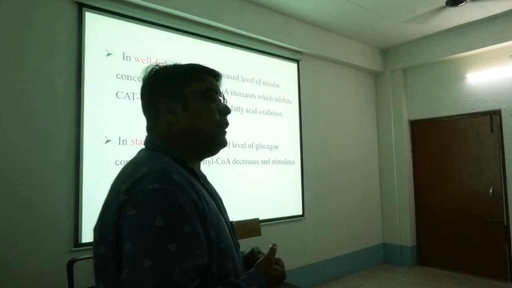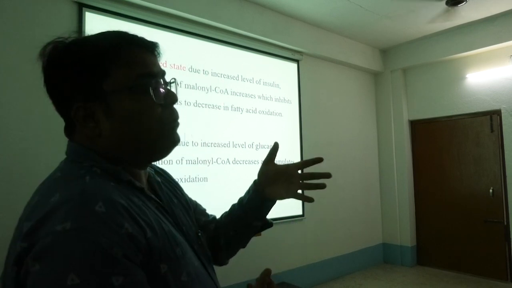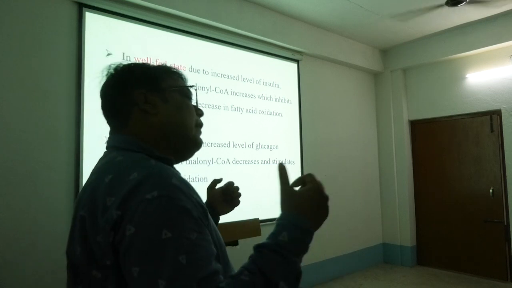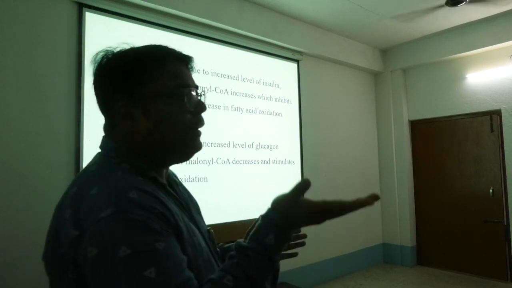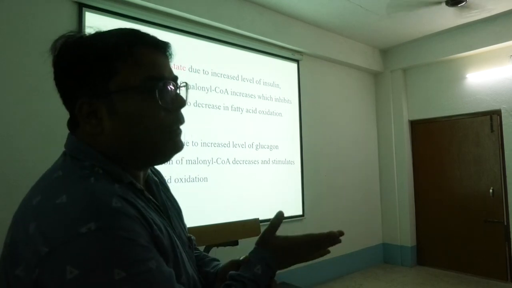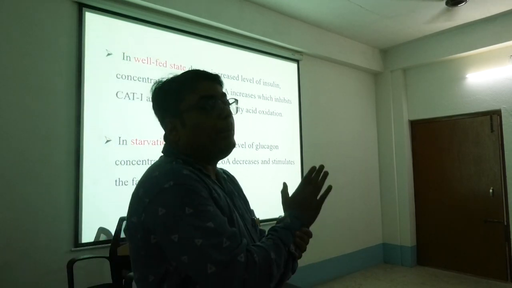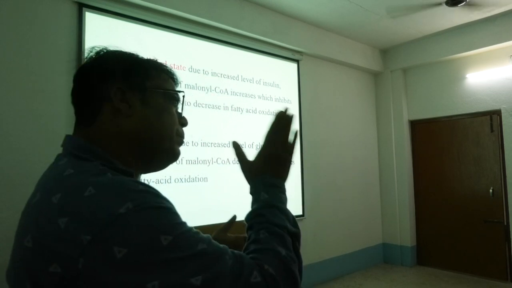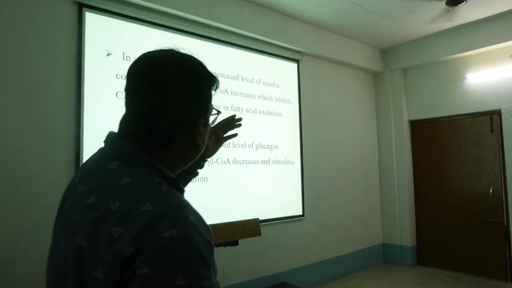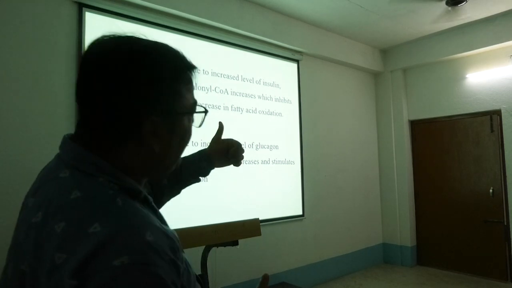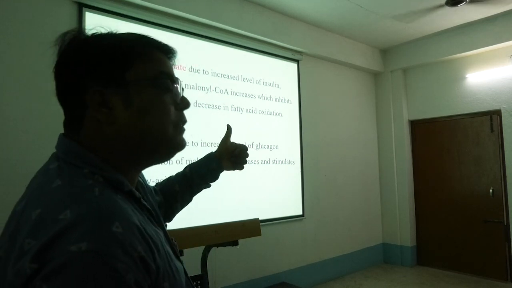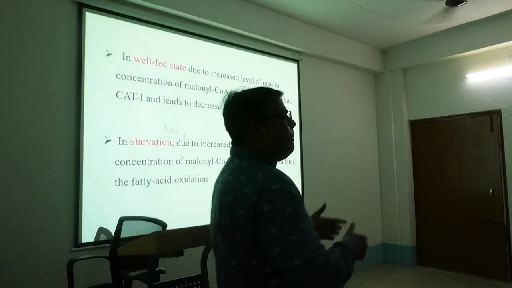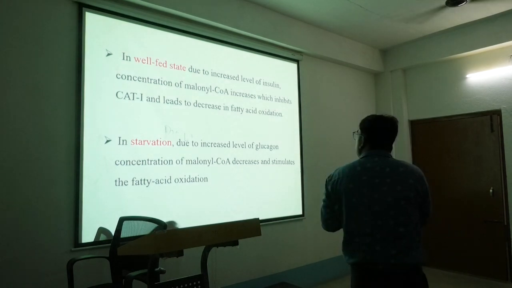So in a well-fed state, well-fed state means in the post-prandial condition. After the eating of the meal, you are in well-fed state, there is a production of insulin. Where is it produced? From the beta cells of pancreas. Okay. So if the insulin is produced in a proper amount, it can make the concentration of malonyl-CoA increase. If the malonyl-CoA increases, it can inhibit the fatty acid oxidation by reducing the activity of CAT1.